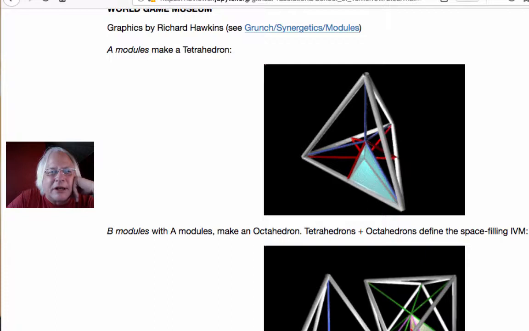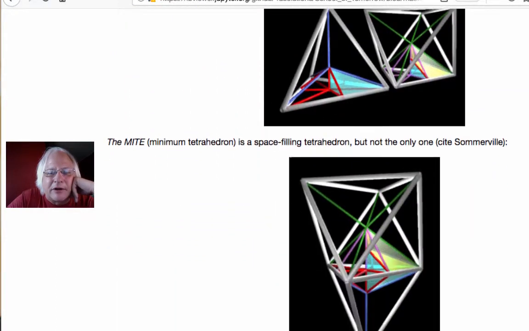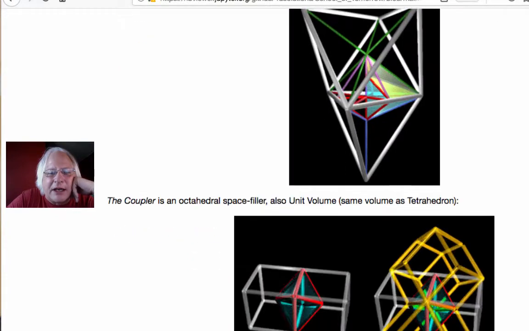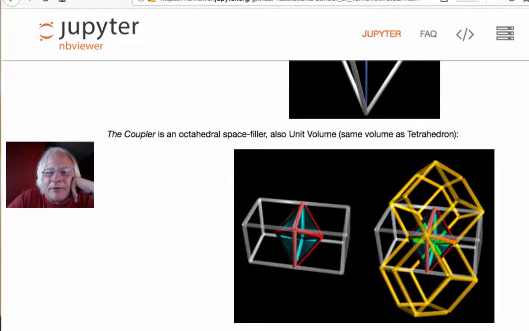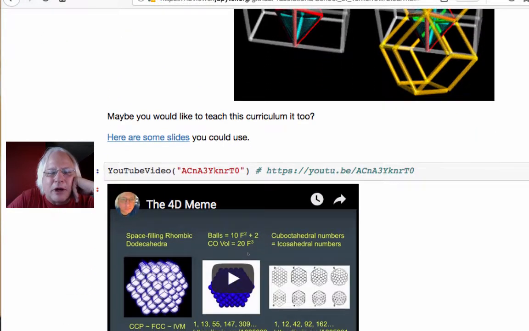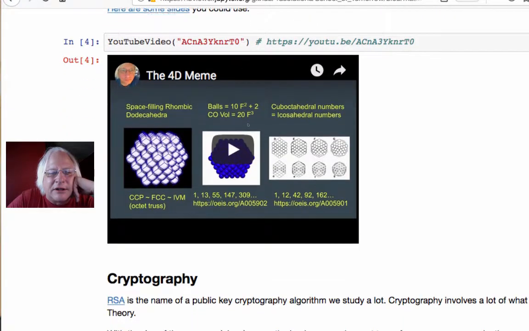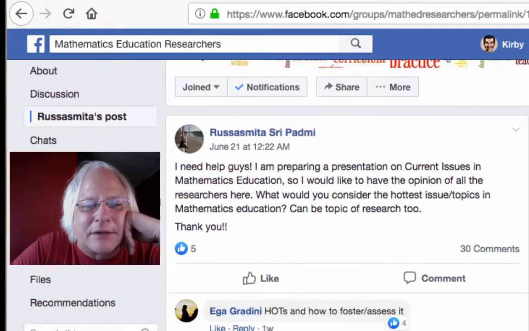So then you can get into what the A and B modules are, which I've just brought over here from grunch.net. These are by Richard Hawkins. They're from quite a long time ago. That website's been up since the 90s, right? So we're talking well over 20 years that this information has not been taught in the mathematics curriculum.